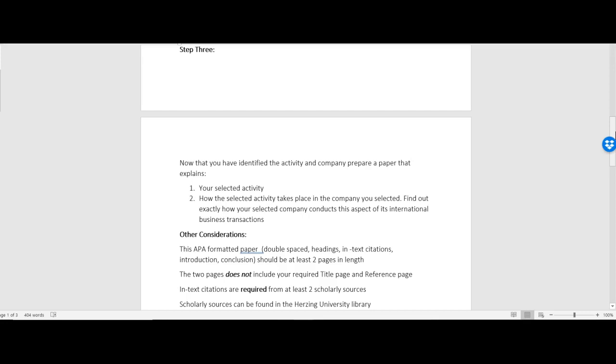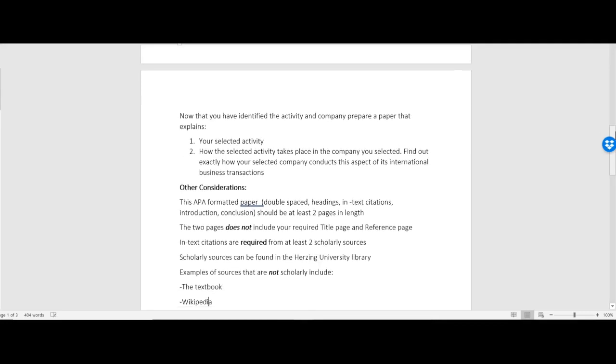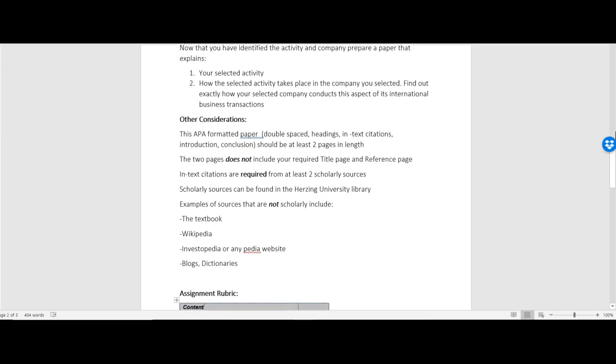After you've explained the activity, you want to share how that activity takes place in the company. So how does the company apply this particular activity? So find out exactly how the company conducts this aspect of its international business transactions. Don't guess, and this is why it's very important that you choose a company that's researchable, a company where you can find information and that the information is valid. So be sure that you take your time to find a great company that applies the activity that you selected. And again, it's all based on international business.